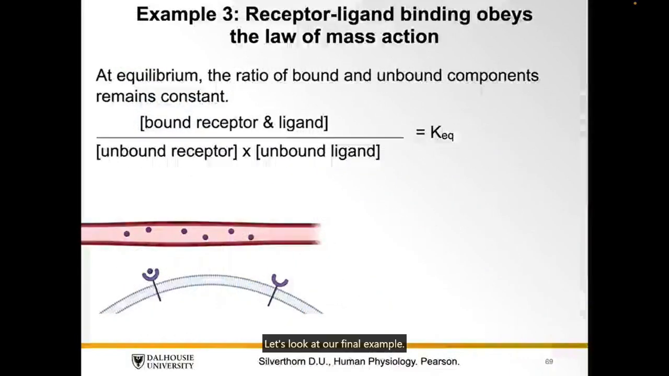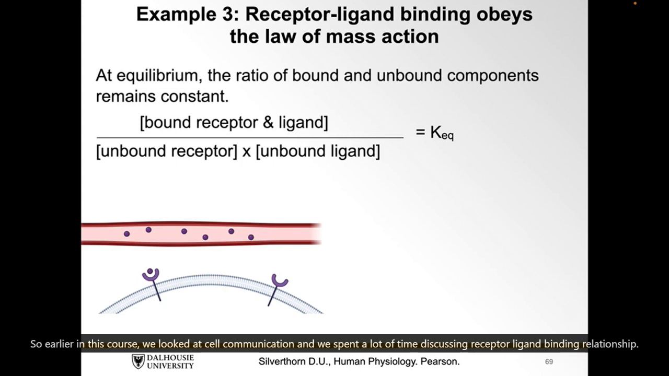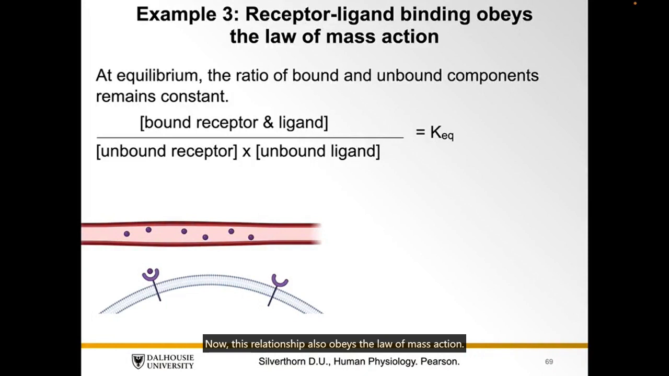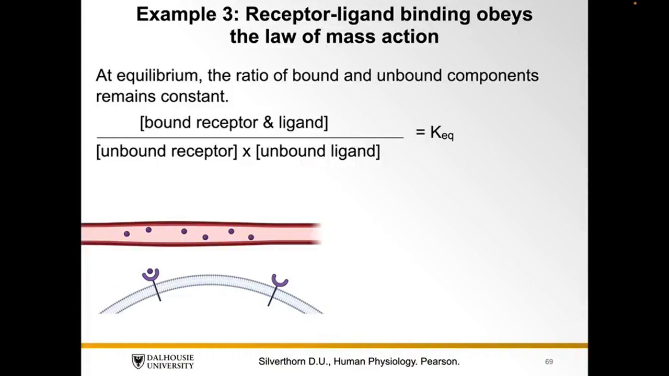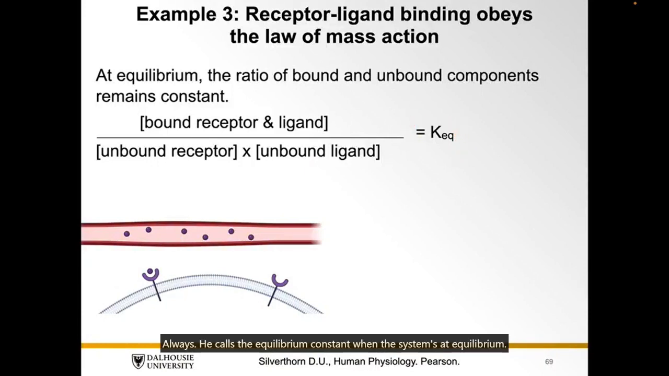Let's look at our final example. So earlier in this course, we looked at cell communication, and we spent a lot of time discussing receptor-ligand binding relationship. Now, this relationship also obeys the law of mass action. At equilibrium, the ratio of bound to unbound components remains constant. So similarly here, bound receptor and ligand over unbound receptor and unbound ligand always equals the equilibrium constant when the system's at equilibrium. So this is very similar to what we just saw with the enzyme.